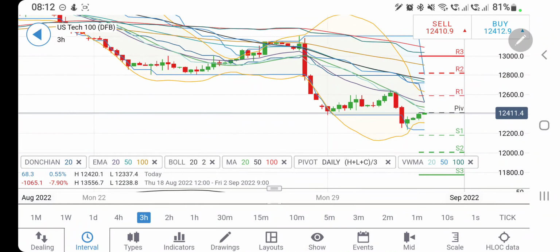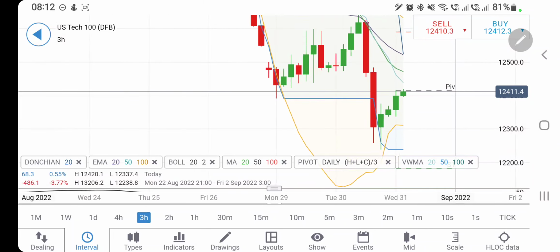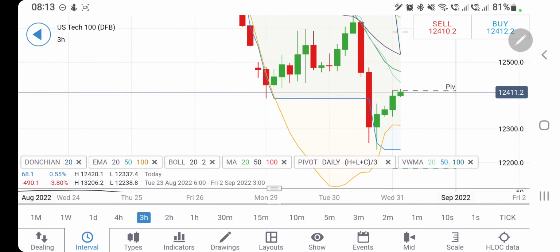On the 3-hour charts too, after the good drop till 12,240, it is trying to rise. See, I will look forward to a move where it can break past the 12,440, 12,450 zone. If it breaks past 12,440, 12,450, you can expect that we may see 12,480 levels at the resistance, 12,480, 12,520. These levels you should watch out for.